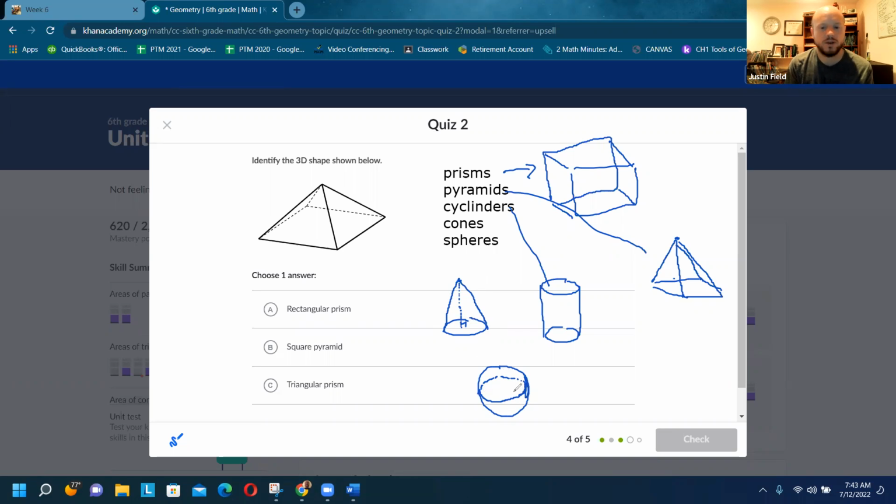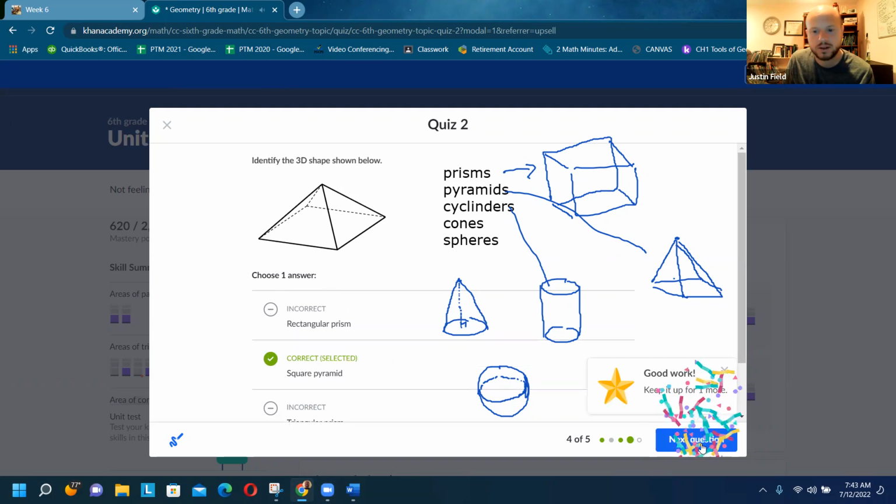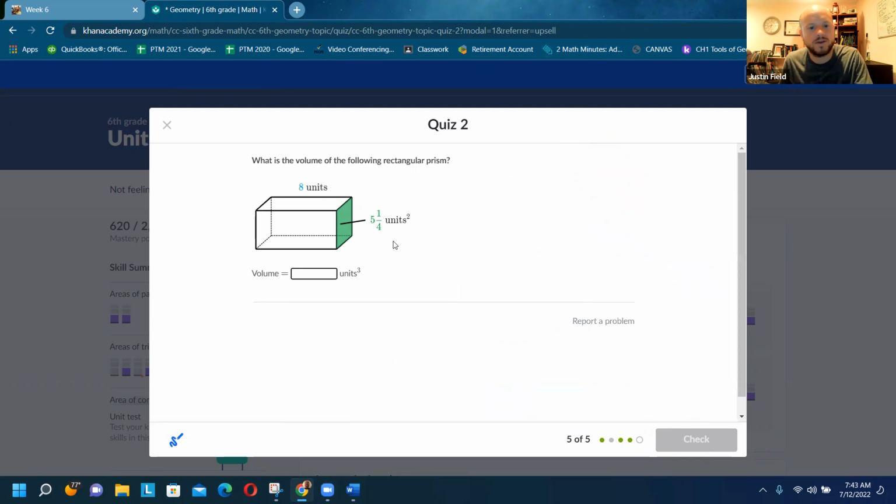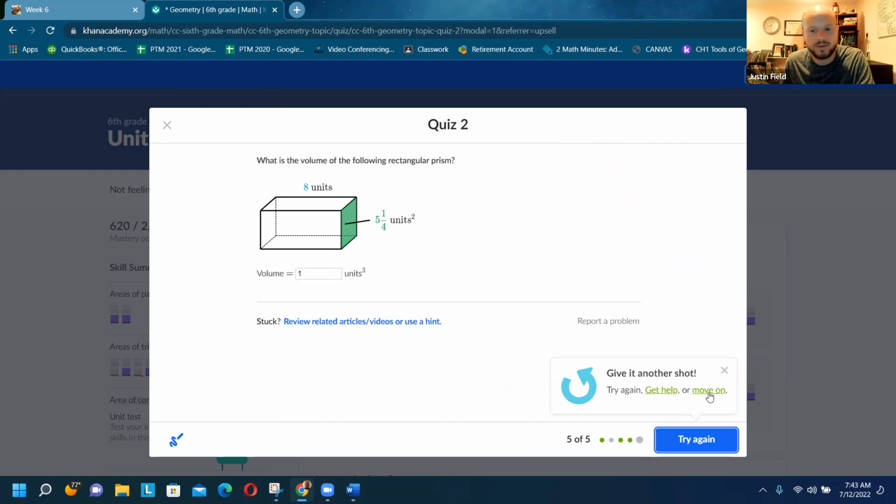Okay, so what is this one? That is a square pyramid, because the base is a square and it is a pyramid. Okay, what is the volume? You can figure out the volume. Do the base area times the height.